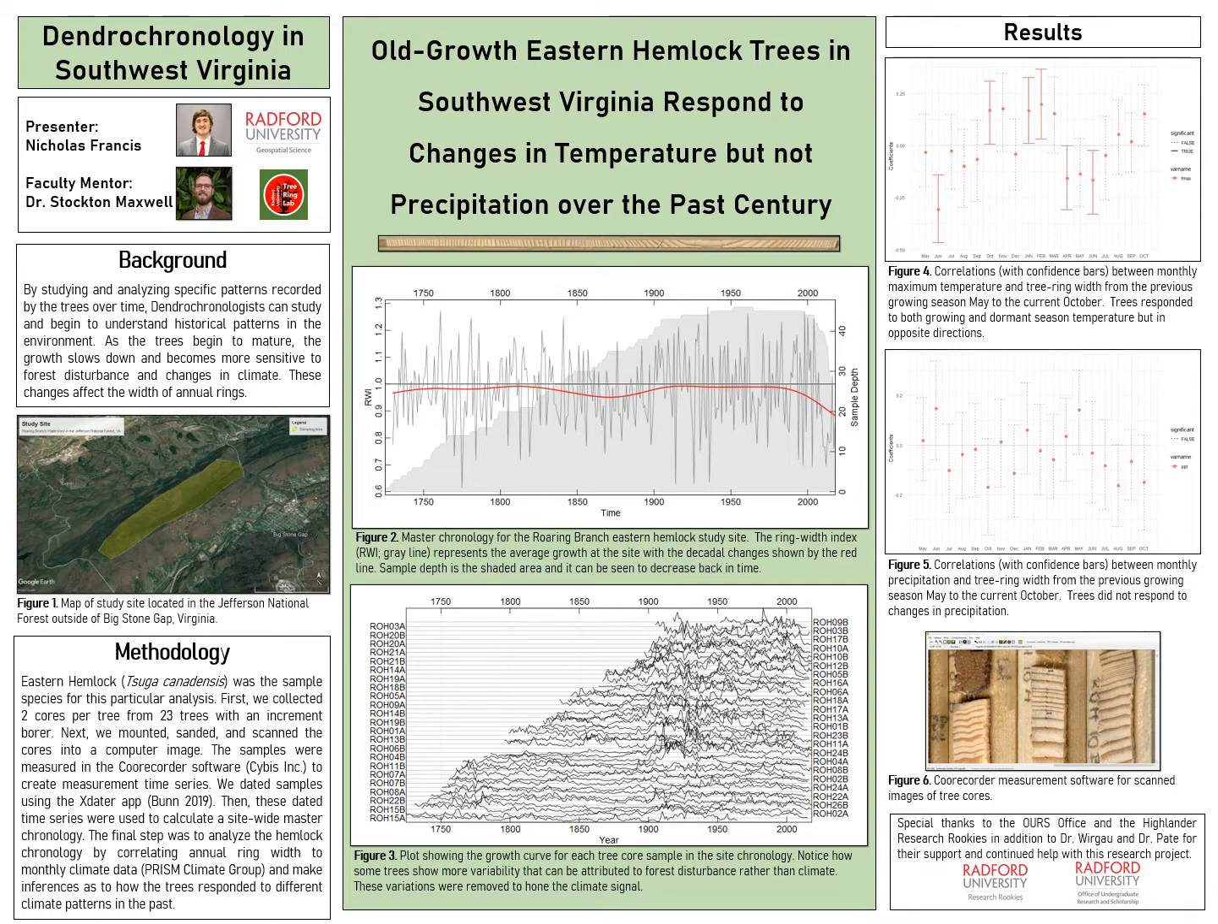The main takeaway for this project was that old growth eastern hemlock trees in Southwest Virginia respond to changes in temperature, but not precipitation, over the past century.